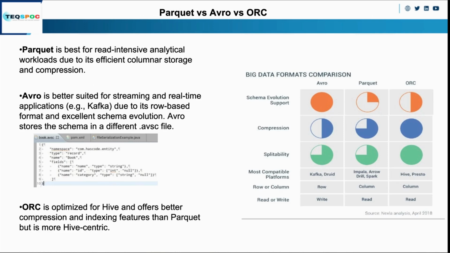So now let's take a look at the most popular file formats: Parquet, Avro, and ORC. What are the differences between them, and when should we use them is the most important question. Parquet is best suited for read-intensive analytical workloads due to its efficient columnar storage and compression. Parquet and ORC, out of the three, are the two columnar-based storage formats, and Avro is the row-based file format.